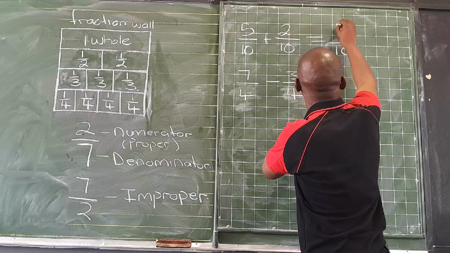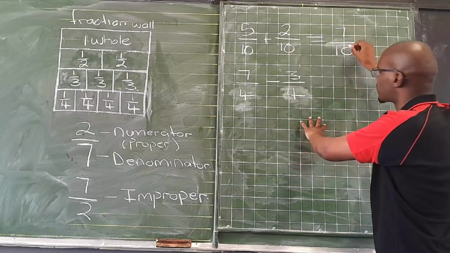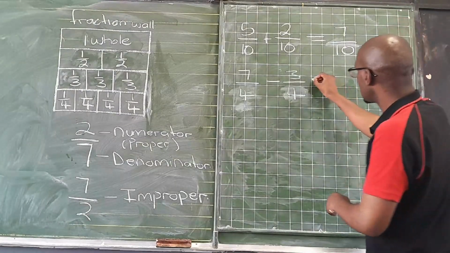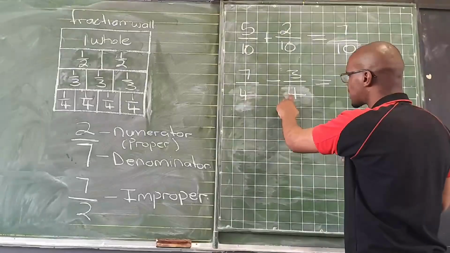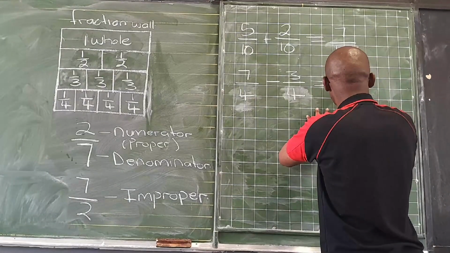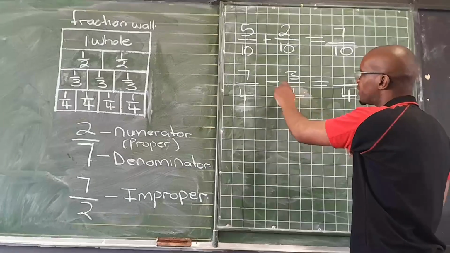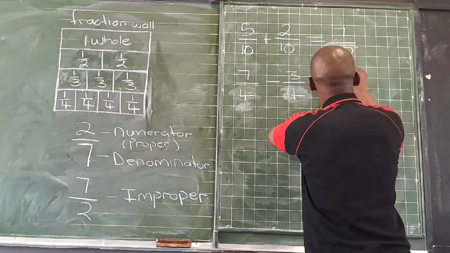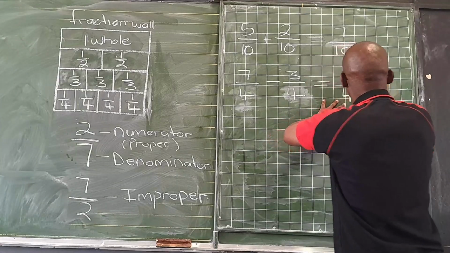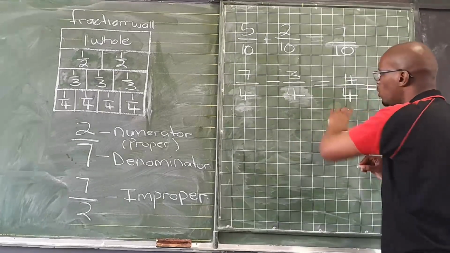So 5 plus 2 gives me 7. That means now I have 7 tenths. If we look at the second one, we need to subtract. The denominators are the same, so the denominator is going to remain the same in my answer. Then I can apply my operation. 7 minus 3 gives me 4. 4 quarters, which is equal to 1.